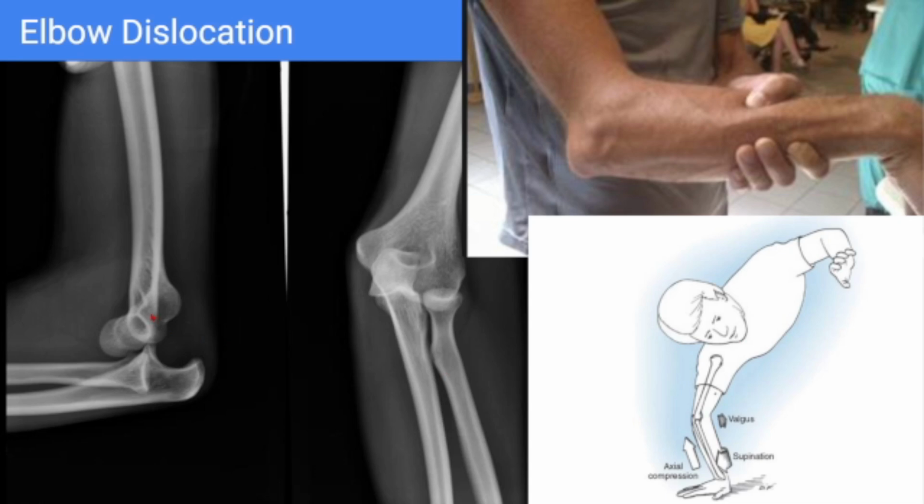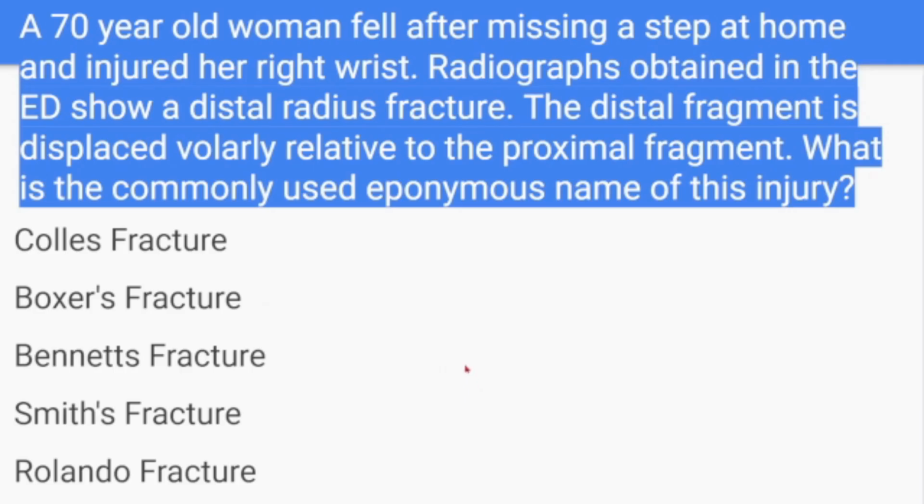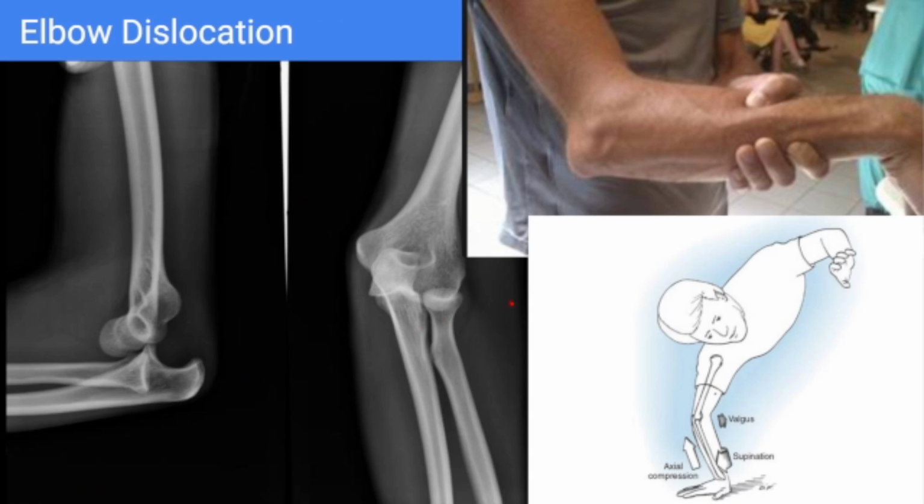Elbow dislocations are not subtle, right? This is pretty dramatic. You can see the olecranon here is not forming a normal contour with the distal humerus in the arm here. Mechanism is usually a FOOSH, where that force vector goes right through the elbow when it's partially flexed. So that's just when it's the most vulnerable. And these of course need to be reduced and often have surgical problems or soft tissue injuries that will require surgery down the road.